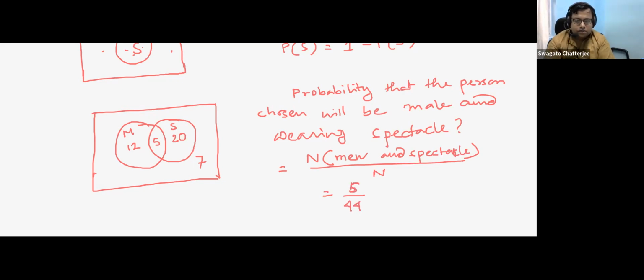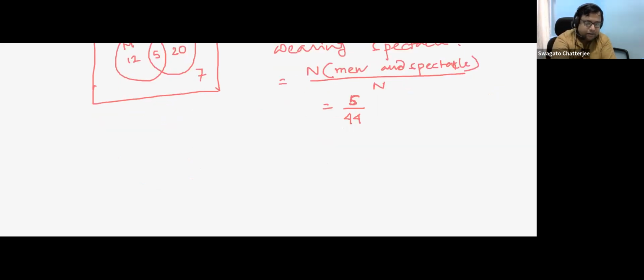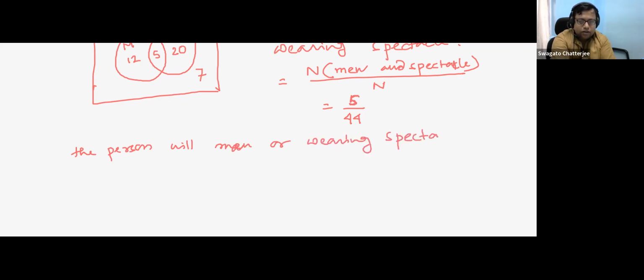Now if I ask you the same thing and say, what is the probability that the person will be a man or wearing spectacles? Now you see, what are the possible options? He can be a man and wearing a spectacle.